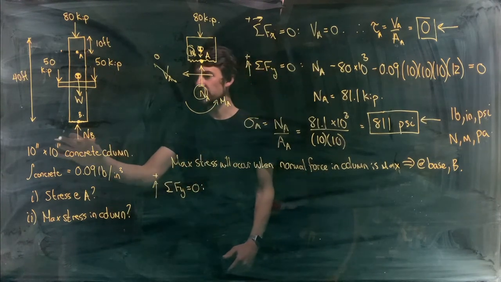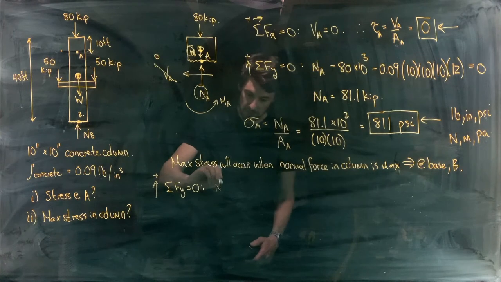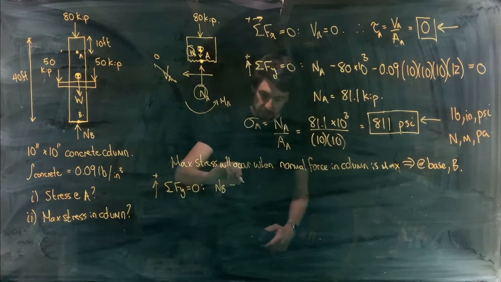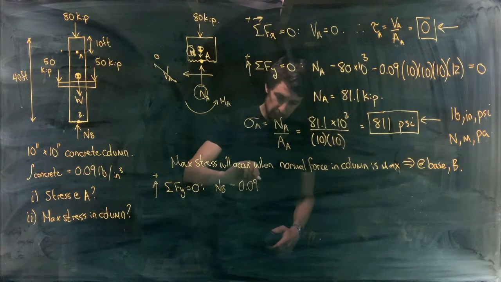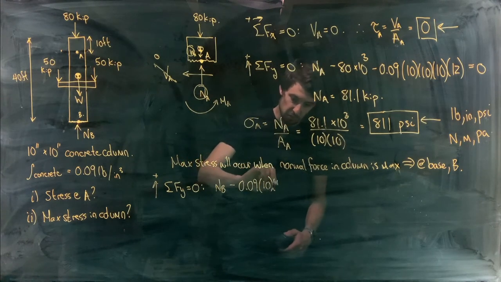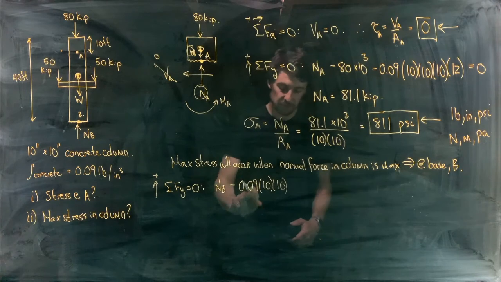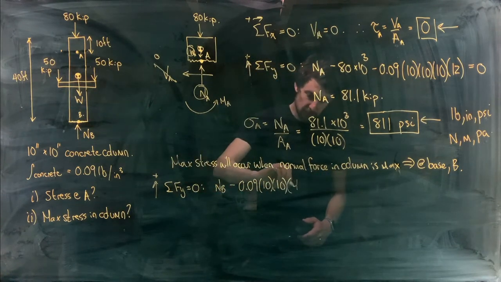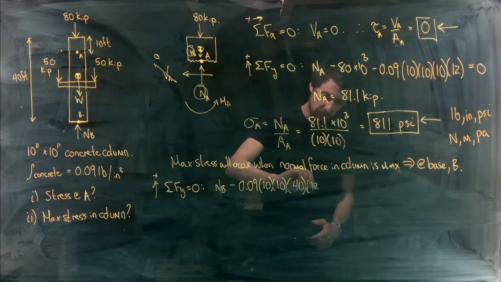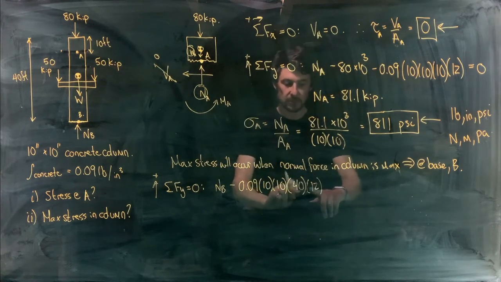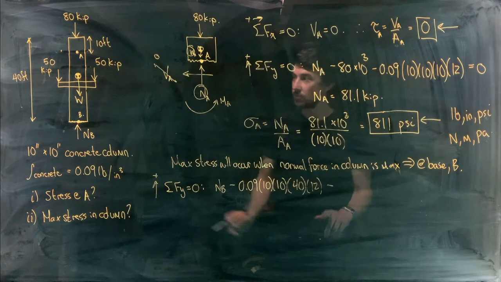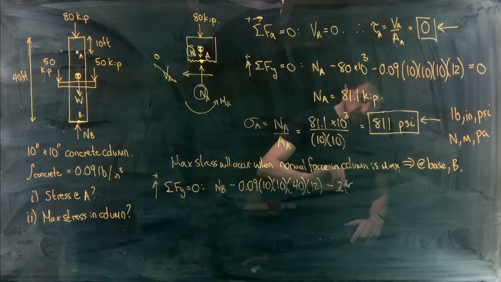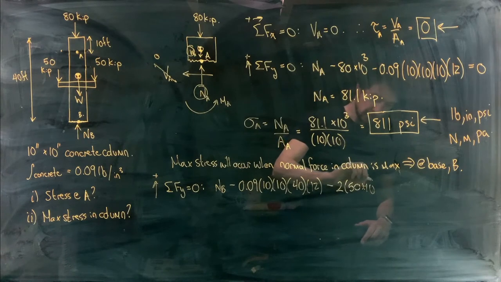So let's put all those things in. So you've got NB subtract W, which is going to be 0.09 multiplied by the cross-sectional area, that being the density or specific weight again, multiplied by the length, which is 40, multiplied by 12 to convert feet to inches. Subtract, we've got two of those 50 kip loads, so 50 times 10 to the 3.